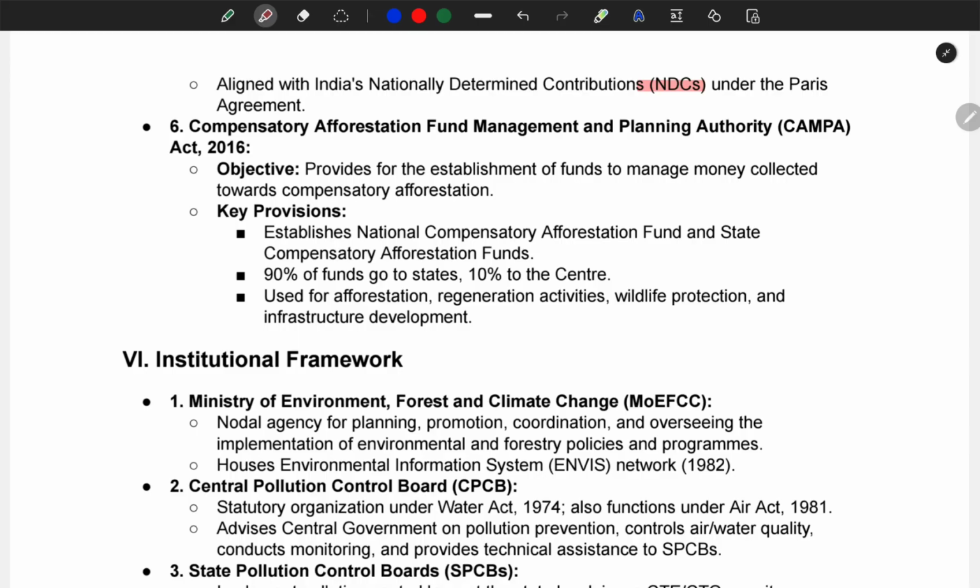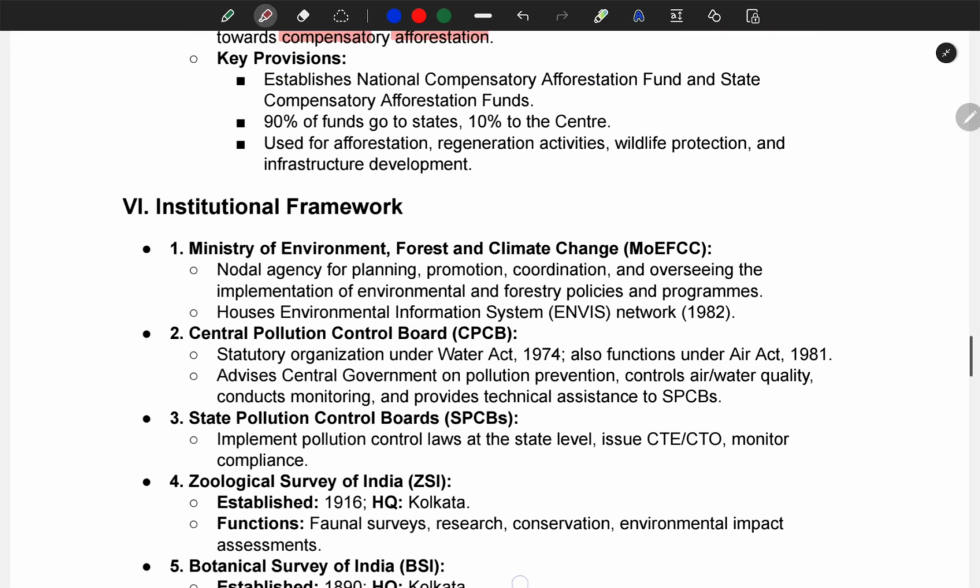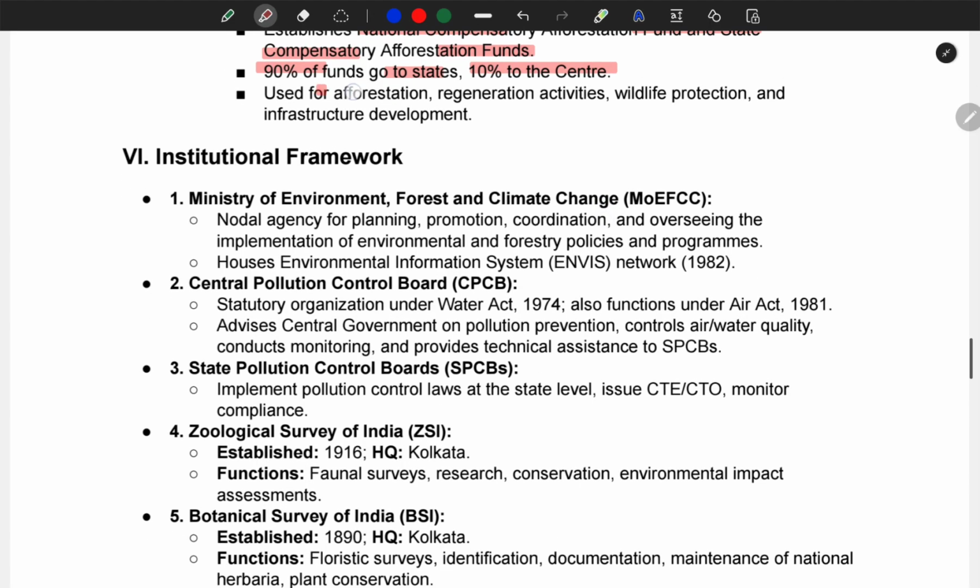Compensatory Afforestation Fund Management and Planning Authority, CAMPA Act 2016. Objective: provides for the establishment of a fund to manage money collected towards compensatory afforestation. Establishes National Compensatory Afforestation Fund and State Compensatory Afforestation Fund. 90% of the fund goes to the state, 10% to the center. Used for afforestation, regeneration activities, wildlife protection, and infrastructure development.